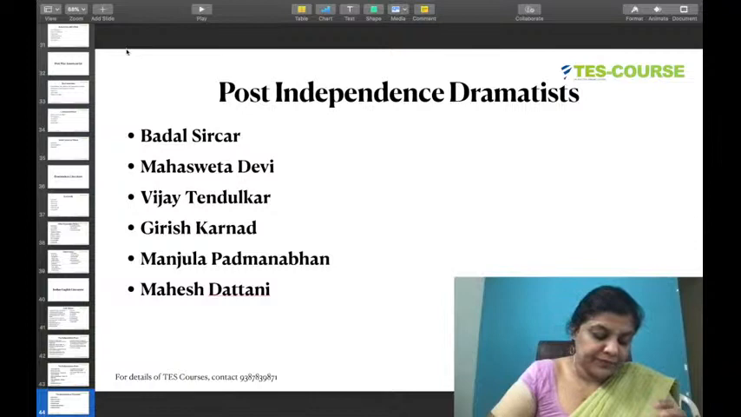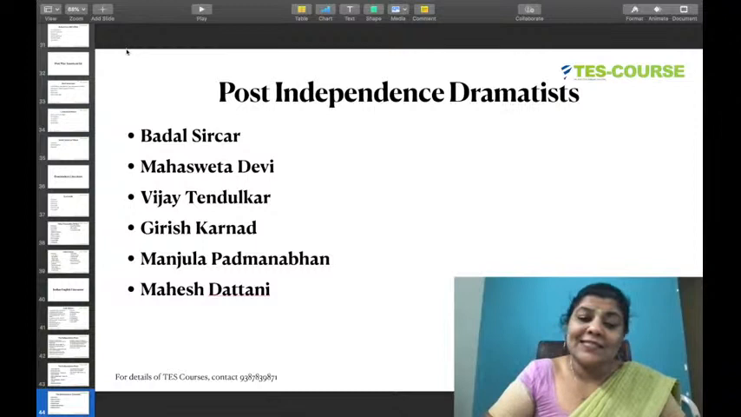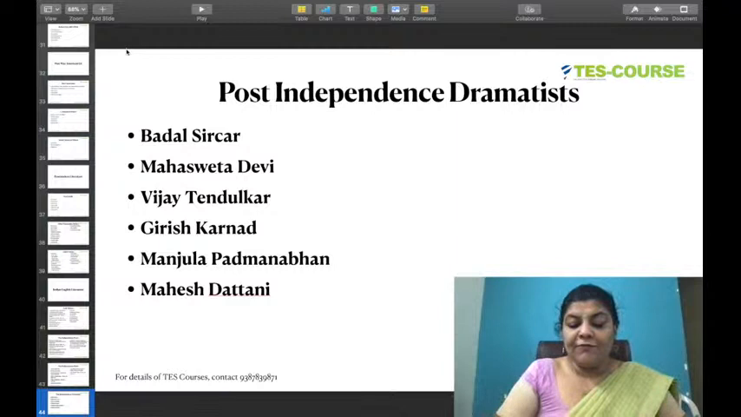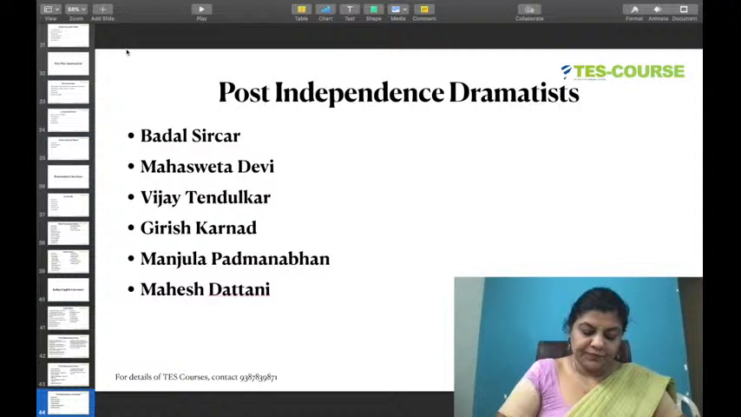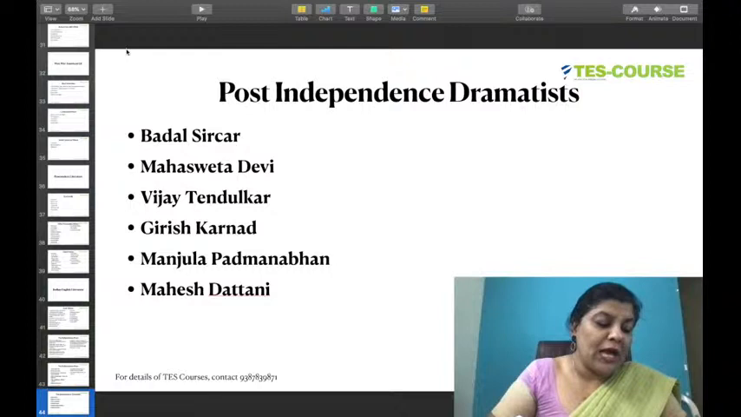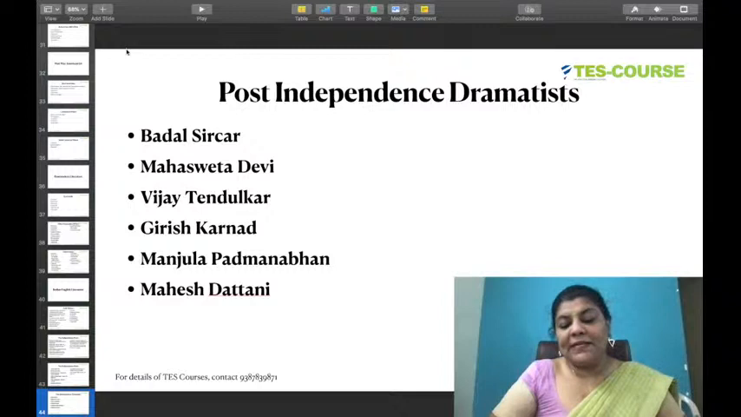Yayati, Arvasu, Paravasu. These are characters in Girish Karnad's The Fire and the Rain. Now, who wrote the play Wedding Album depicting Vidula and Ashwin? It is also Mahesh Dattani.